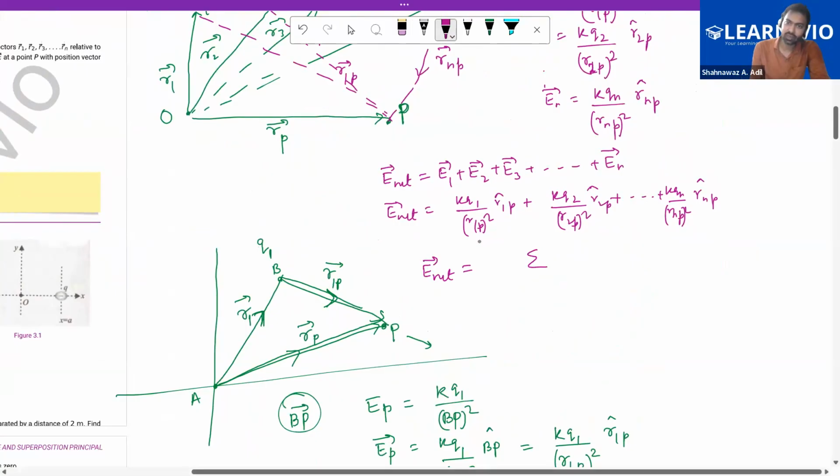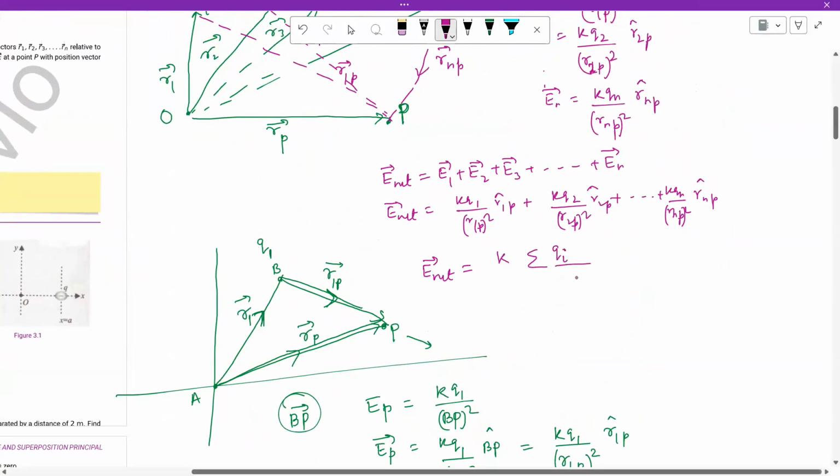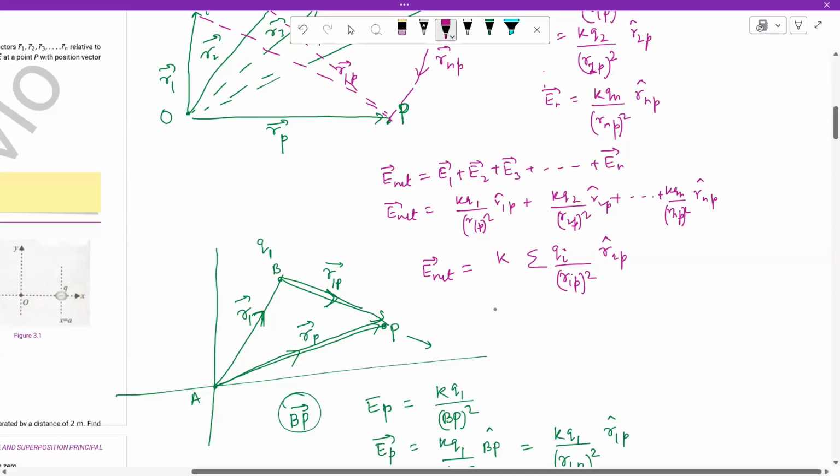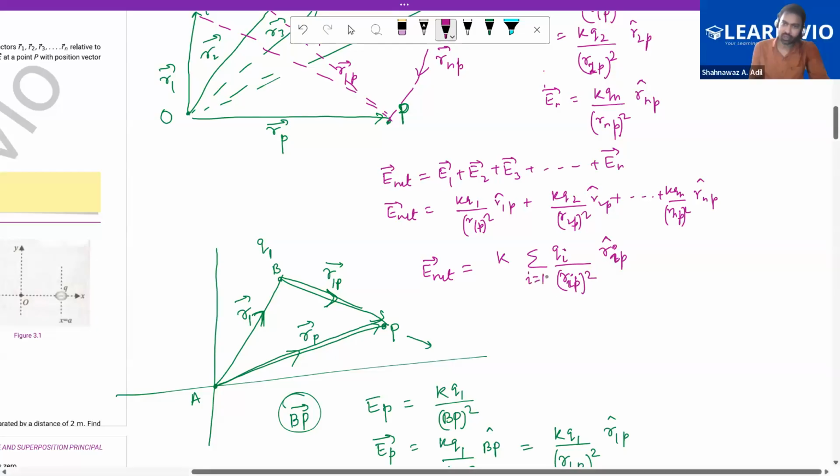K is a constant, right? So I can take it out. And this would be Qi, right? And then this would be RIP square. And then this would be RIP vector, right? This is I, right? This is looking like 2. Is it correct? What do you think? We have to write the N, and I is equal to 1 to n. Yes. So this one. Now is it correct?